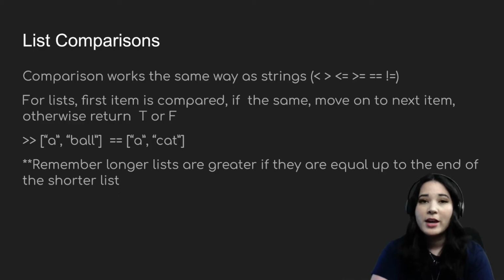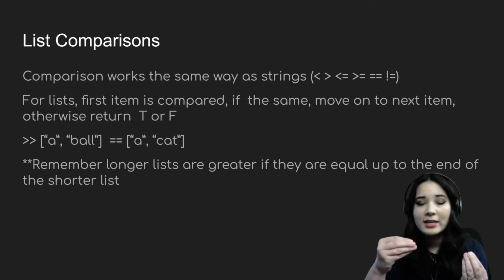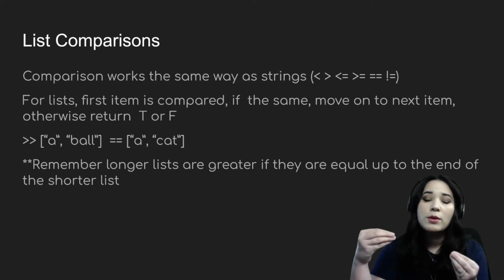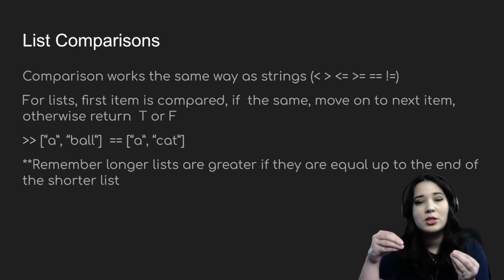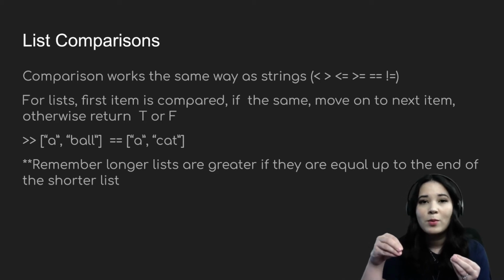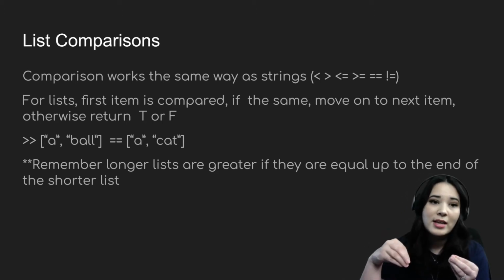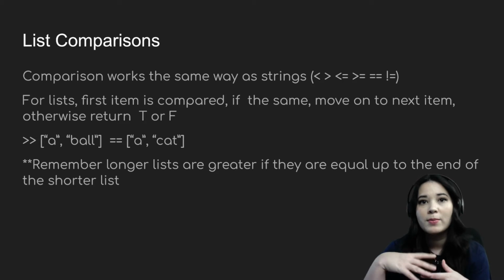Let's talk a little bit about list comparisons. So list comparisons, when using the greater than, less than, etc. operator, works very similarly to how it did with strings. First, the first item from each list, the 2 that are being compared, are compared. If they're the same, then we move to the next item and the next item until we find an item that is different between the 2 lists. Then we decide whether one is greater than or less than and return either true or false depending on what we find.